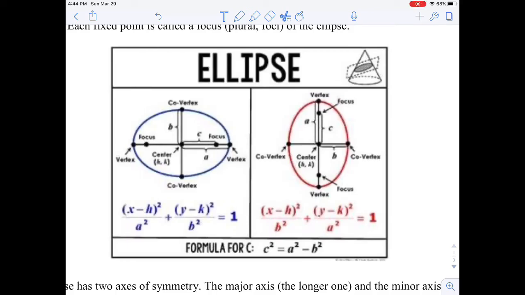Okay, today is 6.2, day 2. Remember right before break we did day 1 where we learned how to graph ellipses, and today we're going to learn how to write some equations for ellipses. Just as a recap, reminding ourselves what an ellipse is.